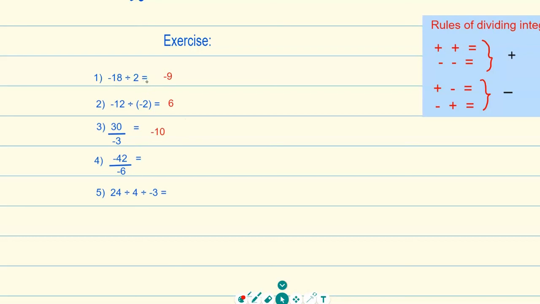So 42 divided by 6 is 7, and you have the same negative sign, so you should have a positive 7. So for number 5, 24 divided by 4 is positive 6. Positive 6 divided by negative 3 will give you a negative 2. So I hope you got your answers right, and thank you for watching.